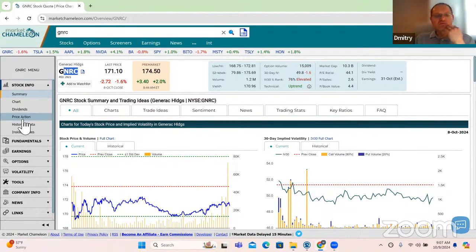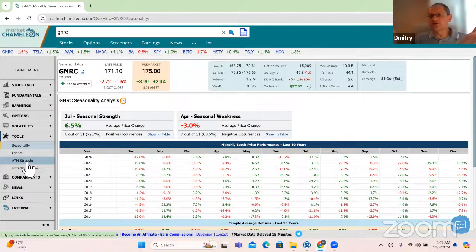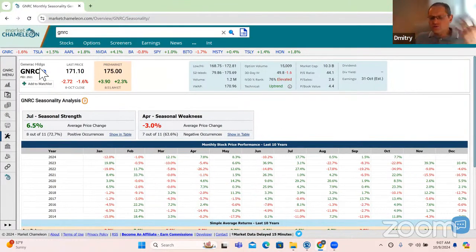And what we could do, specifically for GNRC, is go under our tools. There's a seasonality tool that breaks it down by calendar month. I'm going to close this menu to expand our screen. And what this will do, right out of the box, is give us an idea. It prepares this table and it looks back, you can see here, to 2014, right?